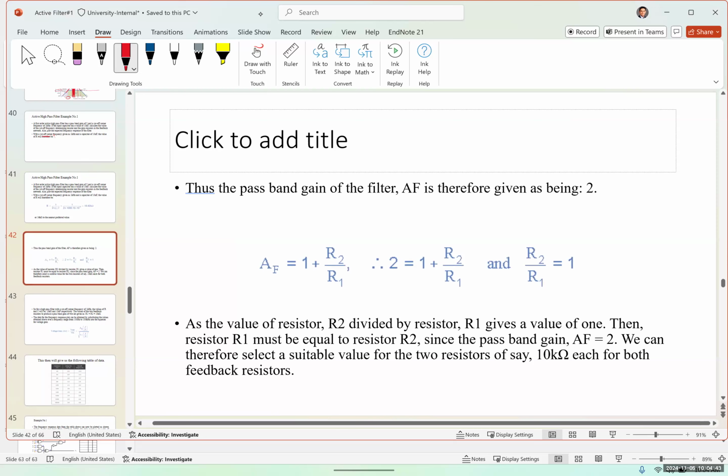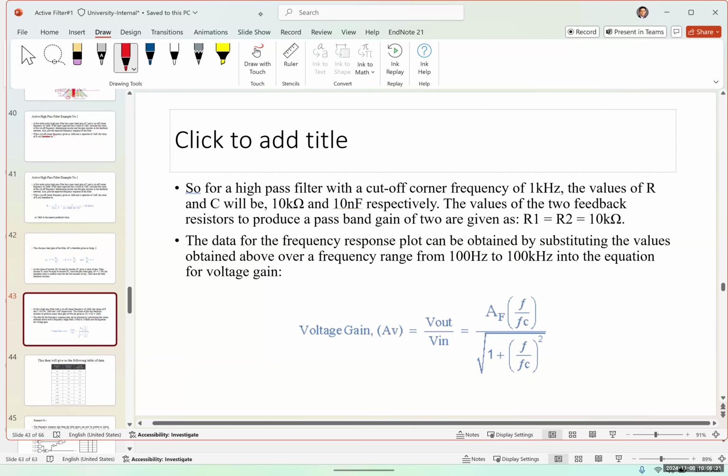So we already found R1, now we need to find R2. As the value of the resistor R2 divided by resistor R1 gives the value of 1, then resistor R1 must be equal to resistor R2. Since the passband gain is 2, we can therefore select a suitable value for the 2 resistors. For example, we can say 10K for both feedback resistors. So R2, R1 could be 1K, 1K, 2K, 2K, 10K, 10K, 100K, and 100K. They must be equal to 1.